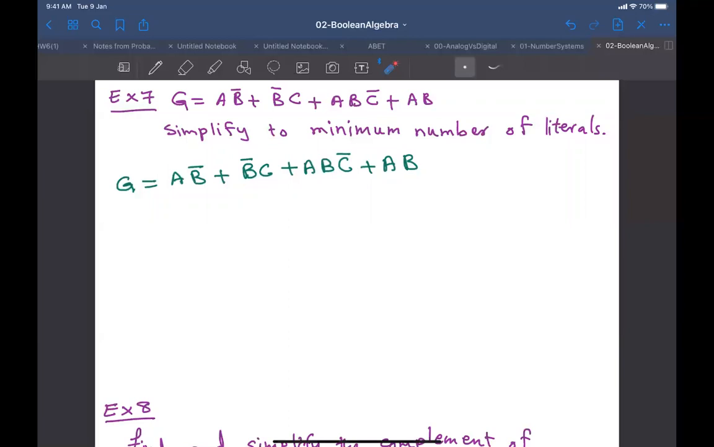Excellent. Okay, so we will try to simplify that, or reduce the number of letters, using Boolean algebra. This is nothing but the rewriting of the function here. All right, so what can you say? What can we do?